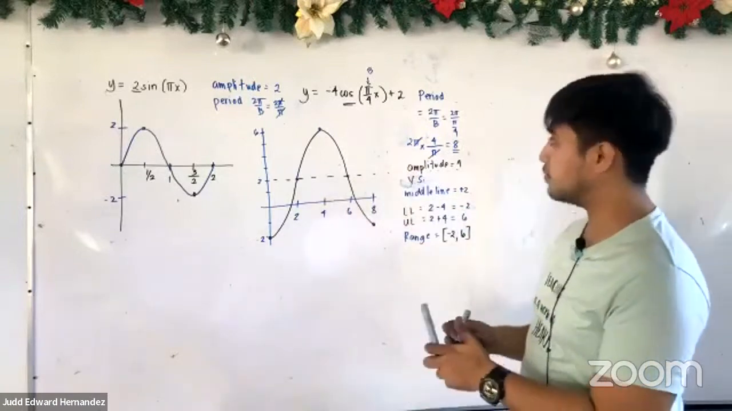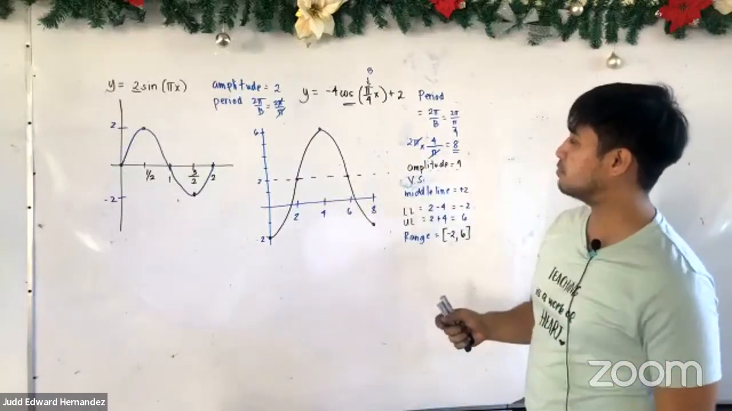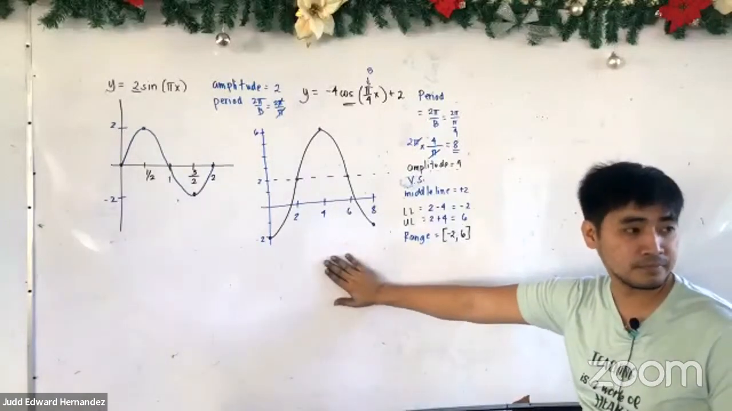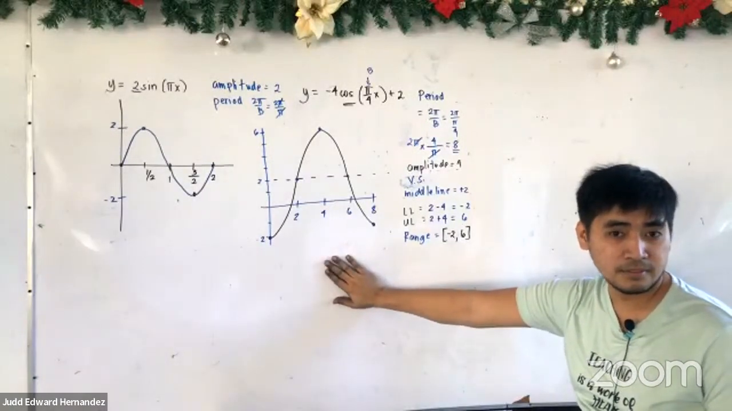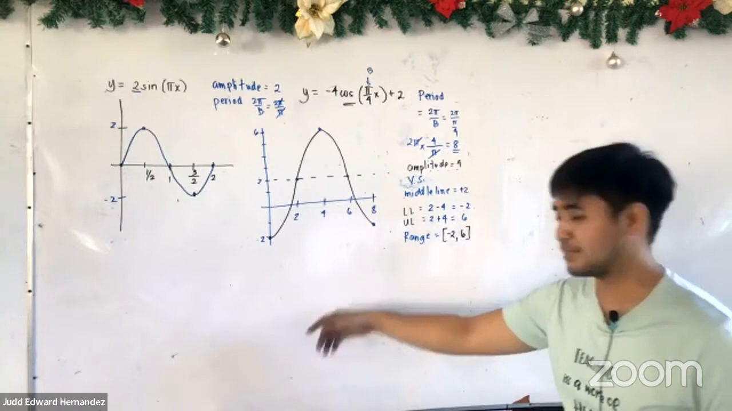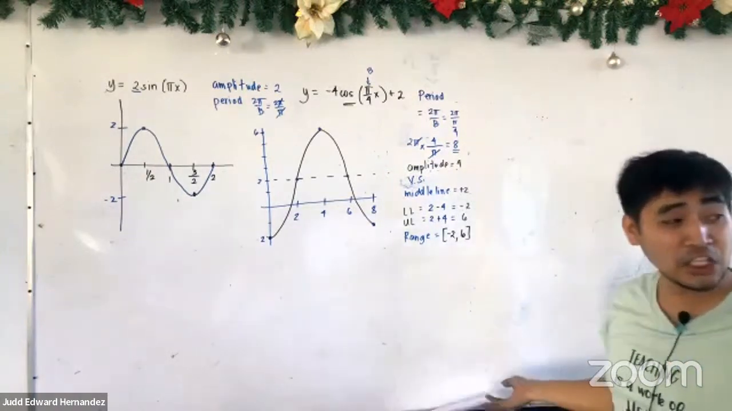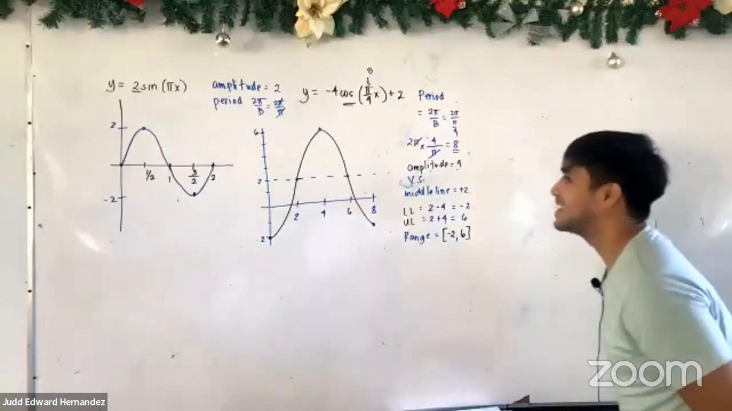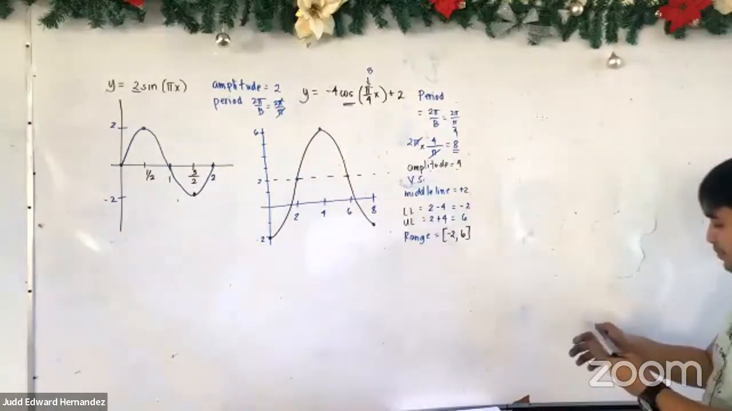And that is the graph of y is equal to negative 4 cosine of pi over 4x plus 2. Are we clear? Opo, sir. Okay, so next po tayo.